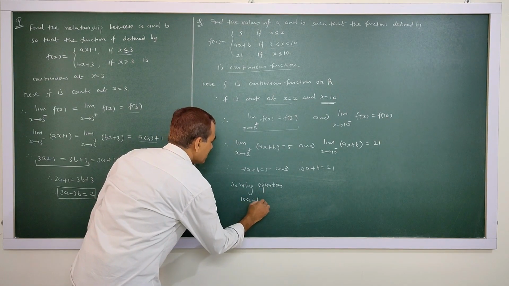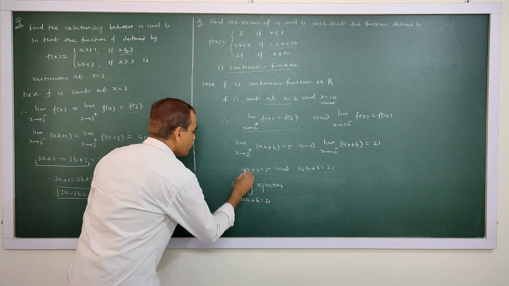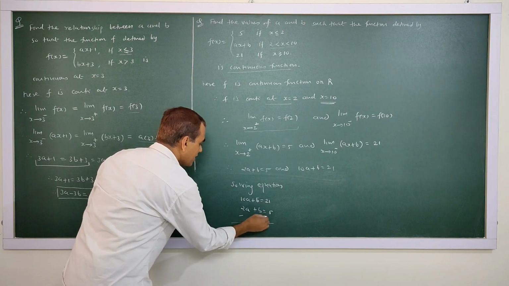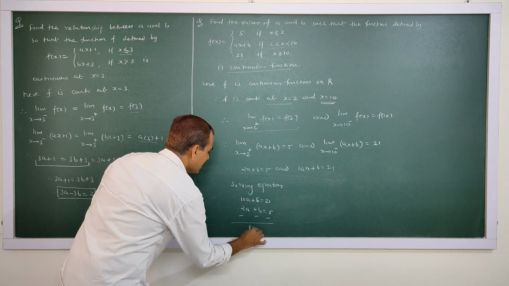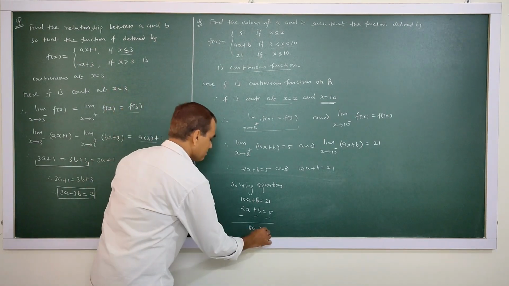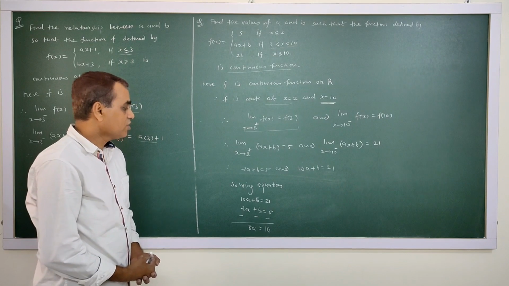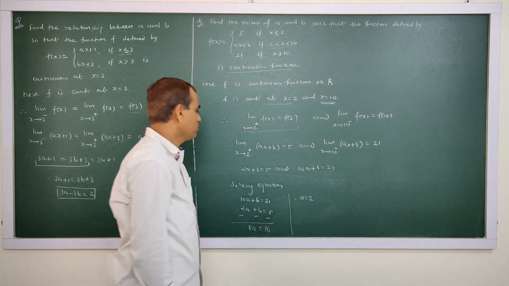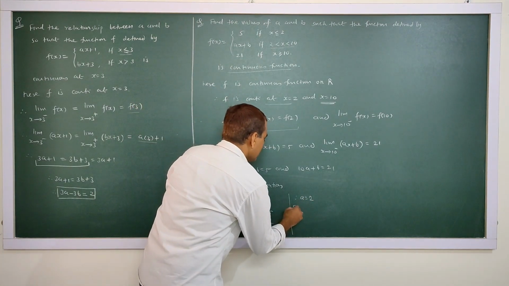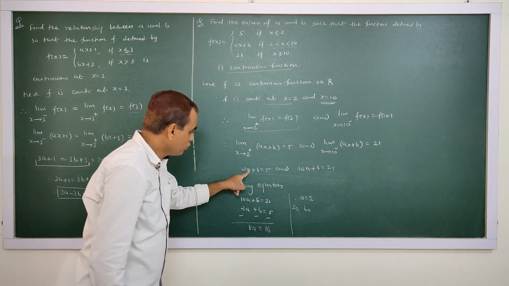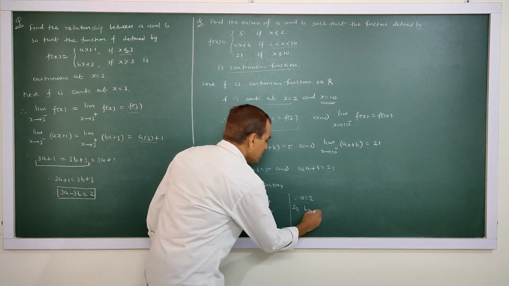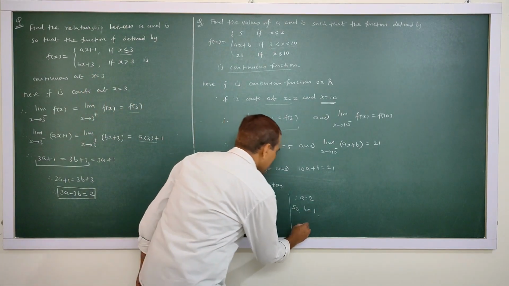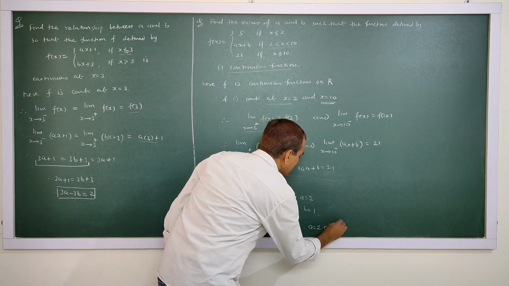10a plus b is 21. From this equation, I am subtracting 2a plus b equal to 5. Taking the subtraction, 10 minus 2 is 8a, and 21 minus 5 is 16, so 8a is 16. So a is 2. Putting a equal to 2 here, b will be 5 minus 2 into 2, which is 4, so 5 minus 4 is 1. So a is 2 and b is 1. Therefore, a is 2 and b is 1.